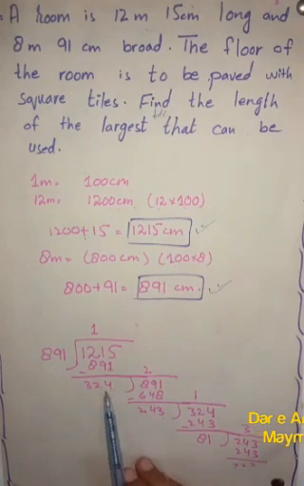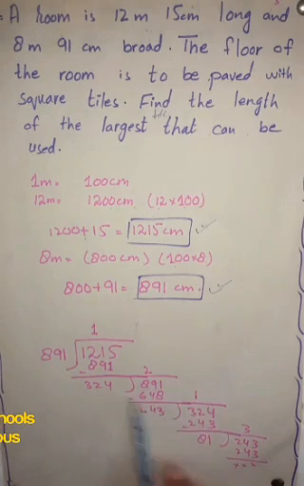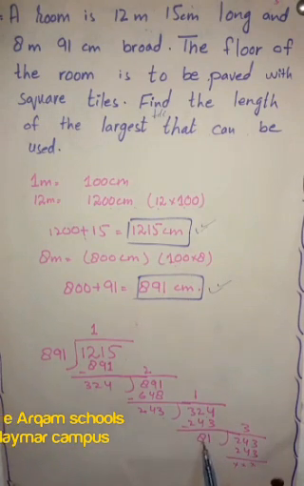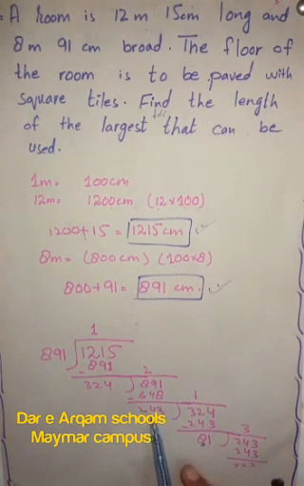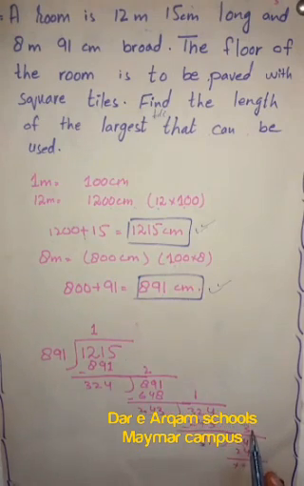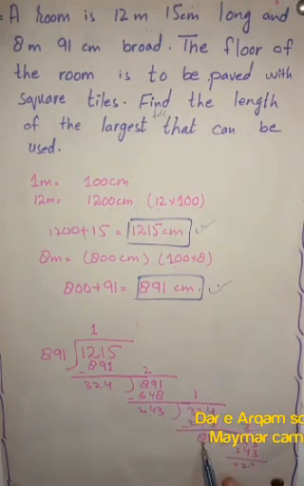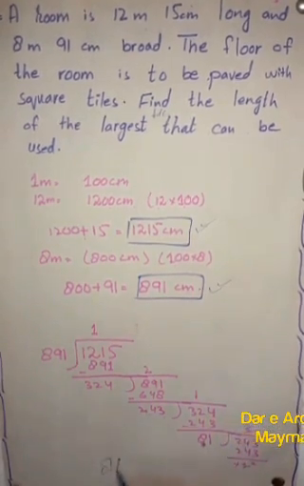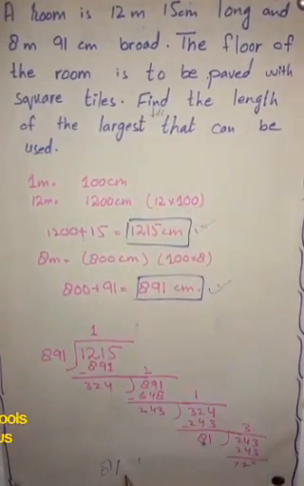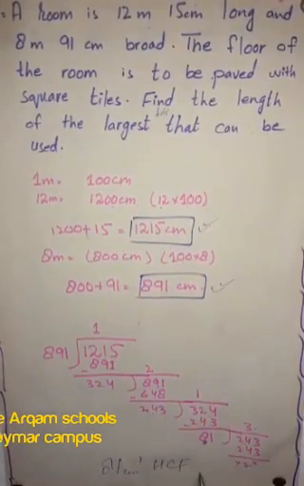Change again your divisor as your dividend. Again you will get 81 as remainder. Now 81 will be your divisor. Change your divisor as your dividend, and at last you will get 3 as quotient and no remainder. So it means 81 is the HCF or highest common factor. So the length of the tile will be 81 centimeters. It's your HCF, highest common factor.